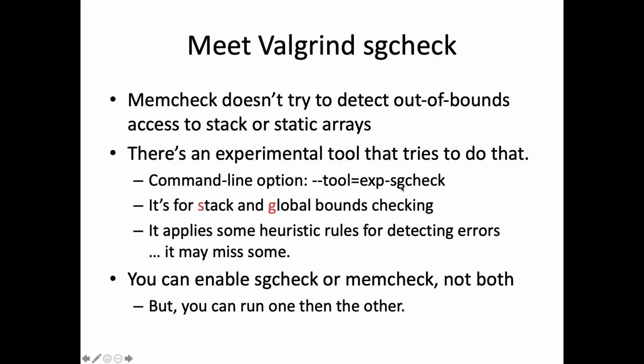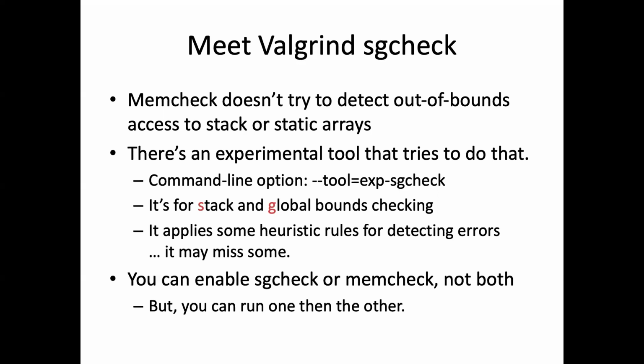Or sorry, stack and global. And those are the two types of arrays that we're talking about. We had one stack allocated local array, and one global array. If you turn on this tool, it uses various tricks, various heuristics to try to catch out of bounds access to stack and global arrays, or stack and statically allocated arrays. I'm saying "tries to" here because, well, the way C programs are compiled, you can't always do this with perfect accuracy.